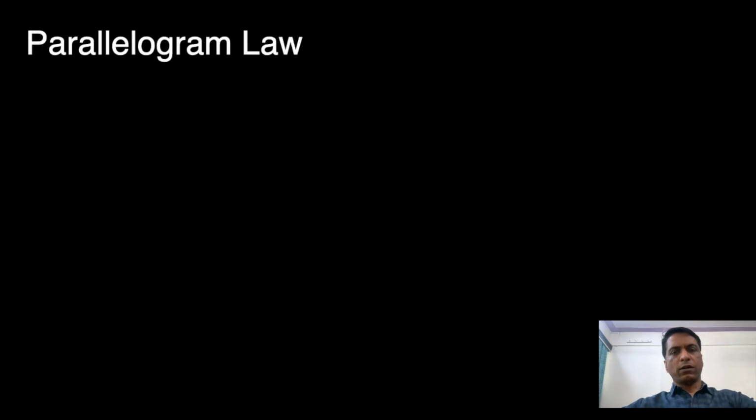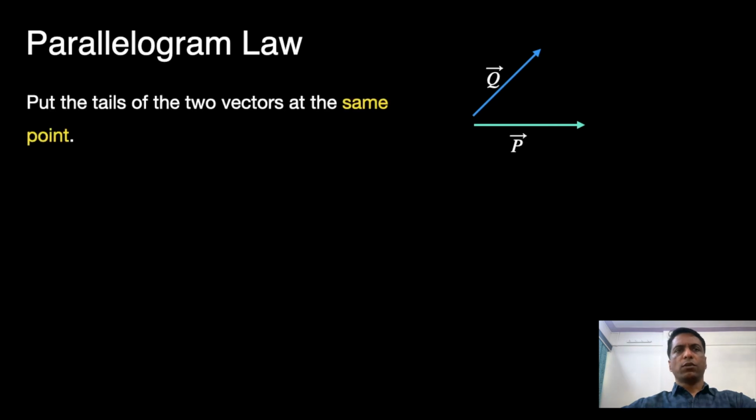Although triangle law and polygon law are a great way to add vectors graphically, they are not so great when it comes to finding out the magnitude and the direction of the resultant vectors in numbers. For that, we will learn the parallelogram law of vector addition. Let's have the two vectors P and Q. Put the tail of the two vectors at the same point. So you can see I have joined their tails. I have translated the vectors parallel to themselves so that they neither change in magnitude nor in direction.